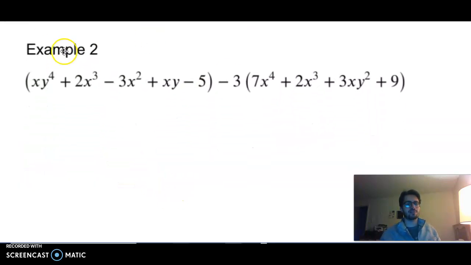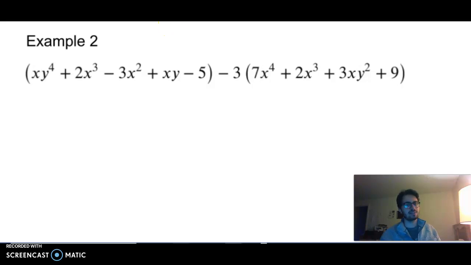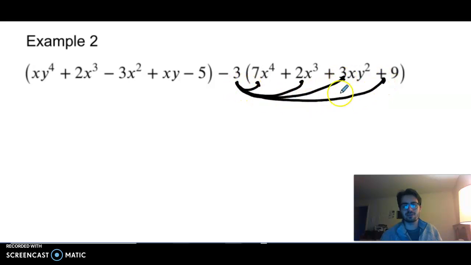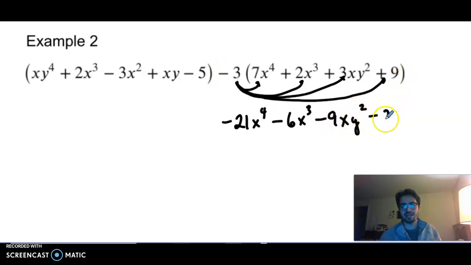Here's another example for you. This one's a little more complicated, but it's not any more difficult. Let's start with the distribution. So I have this whole thing minus 3 of this. Well, because of distribution, I have to distribute the term. So I have negative 3 times 7x to the 4. That's negative 21x to the 4. Negative 3 times 2x cubed minus 6x cubed. Negative 3 times this, that's minus 9xy squared. And negative 3 times 9 is minus 27. This I still have.